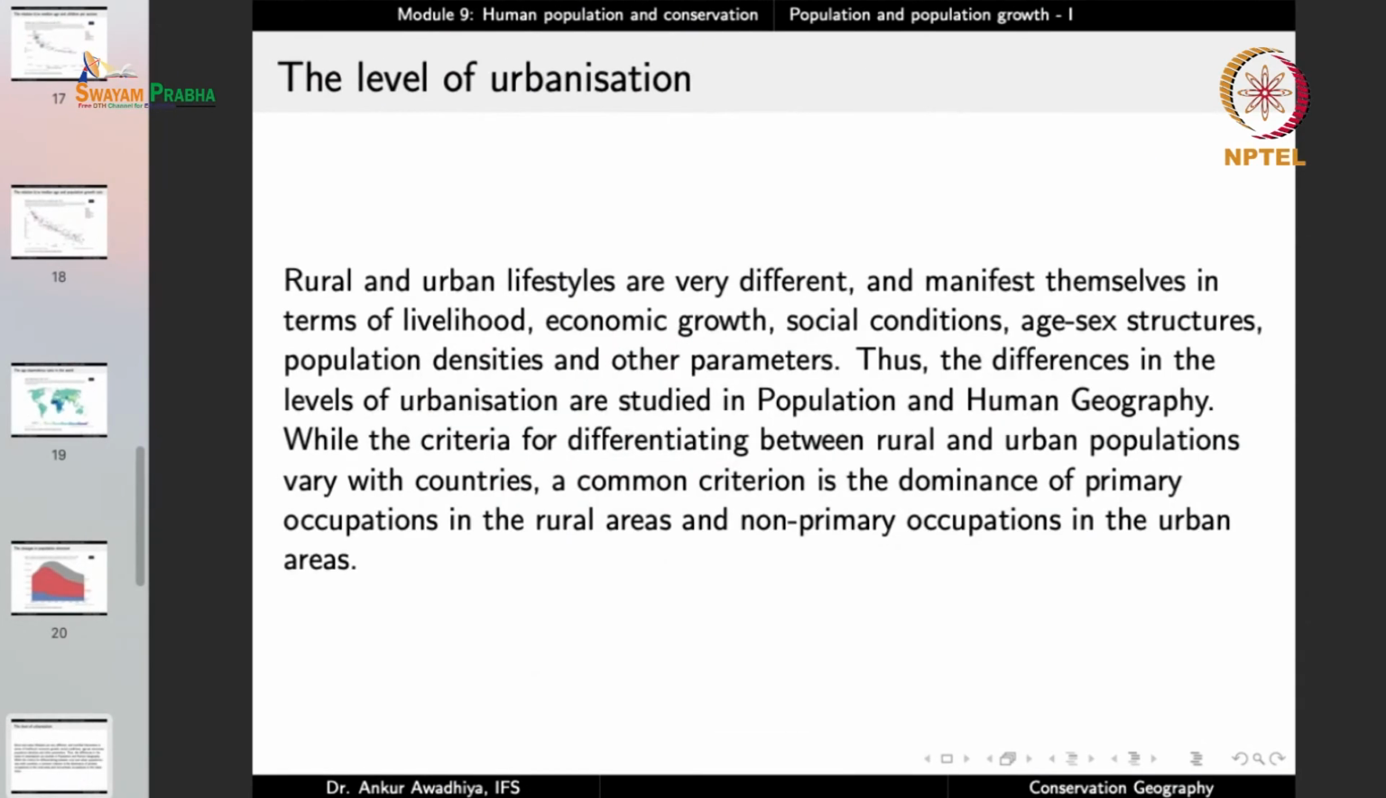Another population characteristic is the level of urbanization, or the number of people that are living in cities versus the number of people who are living in villages. Now this is important because rural and urban lifestyles are very different. They manifest themselves in terms of livelihood, economic growth, social conditions, age, sex structures, population densities, and other parameters. So basically, depending on where people live, a large number of population parameters can also change.